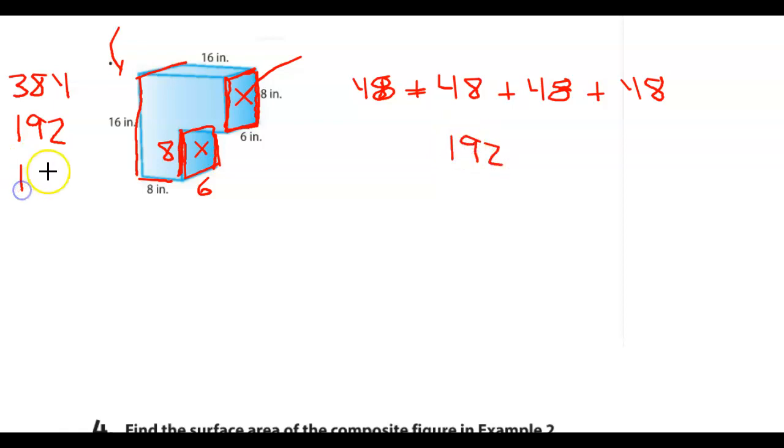So we've got another 192. Now let's just go ahead and add all of this up over here. And when we add this up, we get 768, and we're talking about inches. Now we're doing surface area, so we're just going to square that. So 768 inches squared. Okay? All right, we got one more, and then we will be done with this section here.